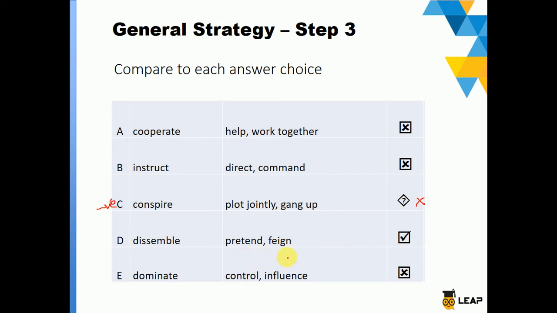But in the case that you don't know this answer, you can always move to the next option, which is dominate. Clearly this does not fit in, right? Because dominate is to control, and we all know this word, mostly. So by elimination, when you rule out dominate, when you rule out instruct, and when you rule out cooperate, and then also rule out conspire because of your understanding of the word, automatically dissemble becomes your answer.